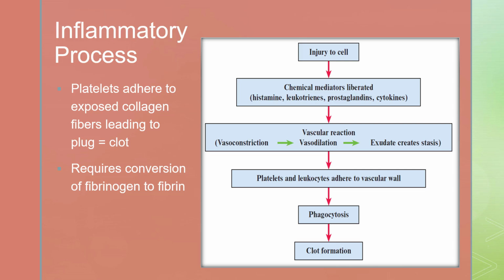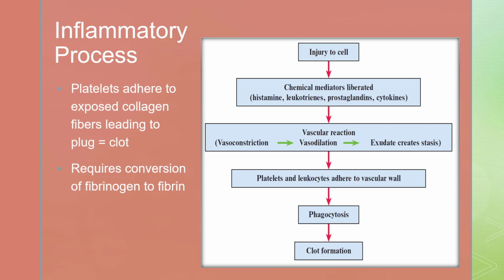The inflammatory process, the clot formation. This is a flowchart of the inflammatory response sequence. The steps are as follows. First, we have an injury to a cell. Then chemical mediators are liberated, namely histamine, leukotrienes, prostaglandins, and cytokinins.